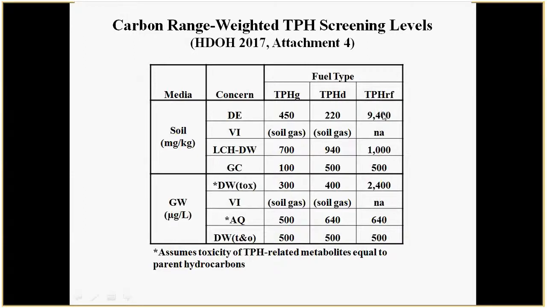Residual fuel is not that toxic. You're kind of getting into chapstick or motor oil. 9,400 ppm is for direct exposure. Then you can see the leaching-based screening levels for all these compounds. They tend to go up as the fuel type becomes less mobile. Gross contamination: you can start to smell gasoline in soil around 100 ppm, diesel around 500 ppm. Residual fuels, it's hard to say, maybe 500, but it could even be 5,000 before you start to notice any contamination in the soil. We do the same thing for groundwater.